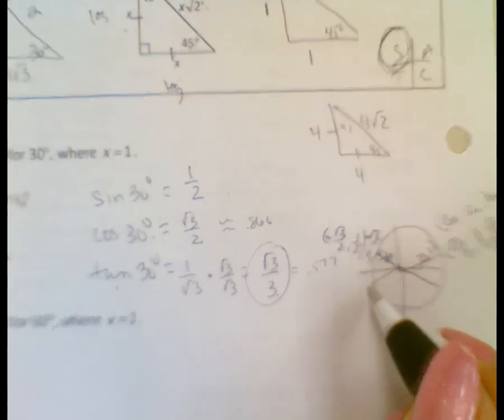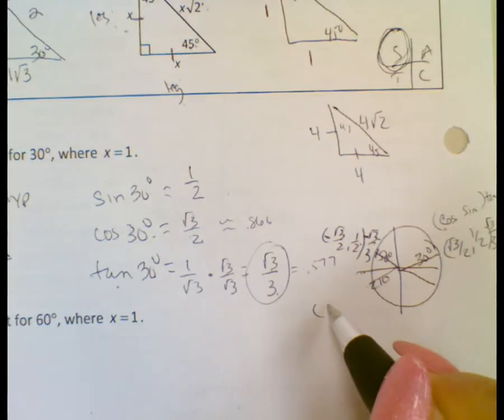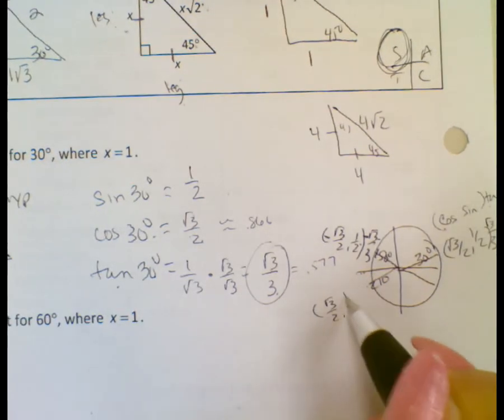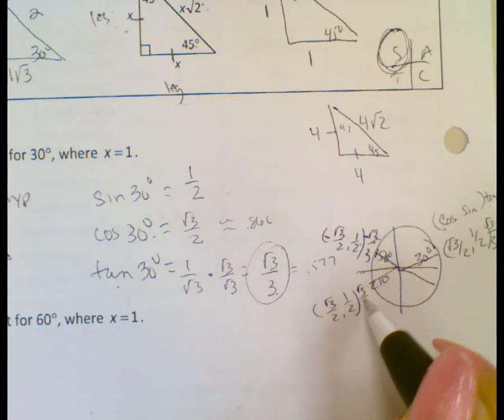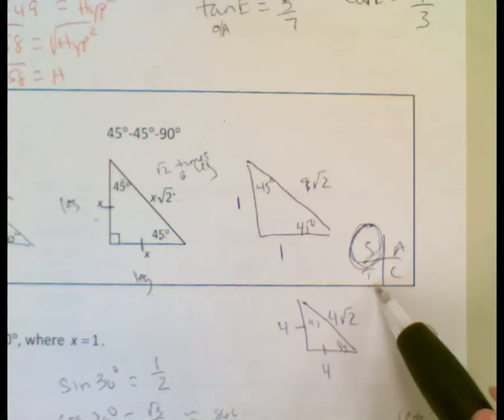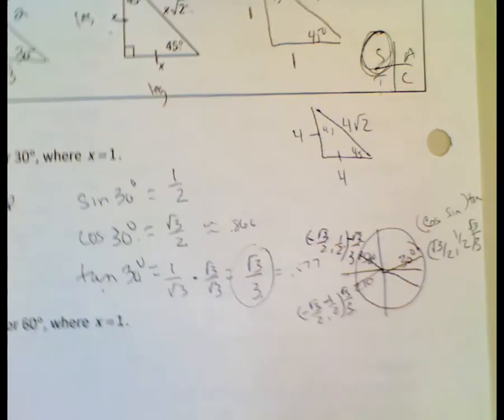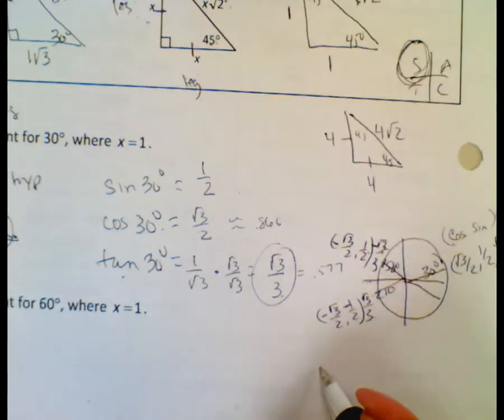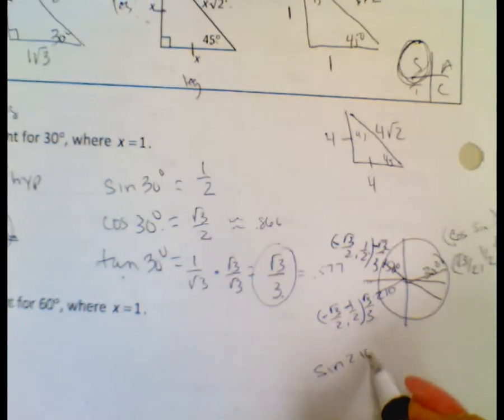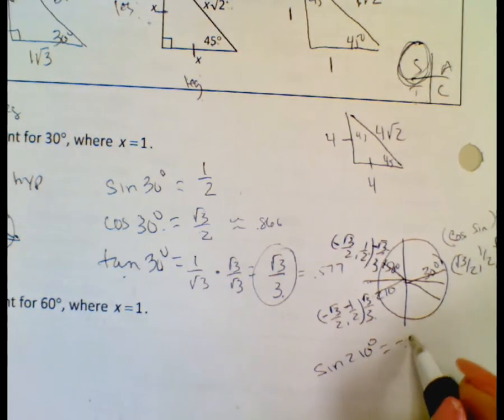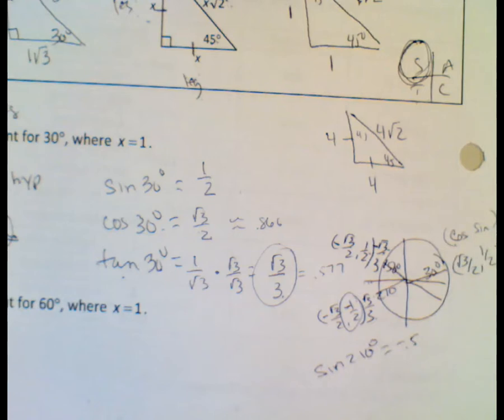So 180 plus 30 is 210. So 210 has this same ordered pair, but only tangent is positive in the third quadrant. Tangent's on the outside, so that means the other two are negative. Now, really quick, type in sine of 210. You should get negative 0.5 because that's what it's saying right there, that it's negative 1/2.